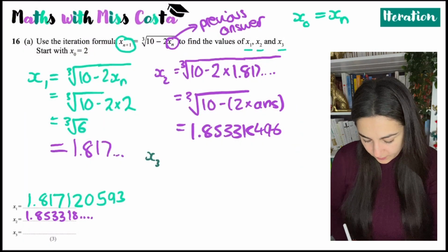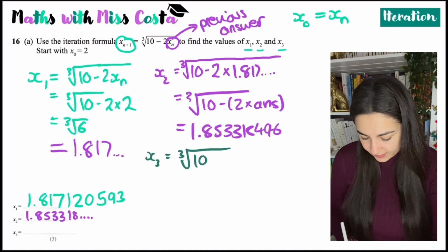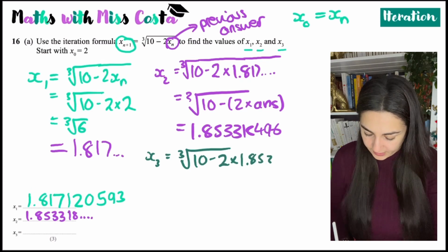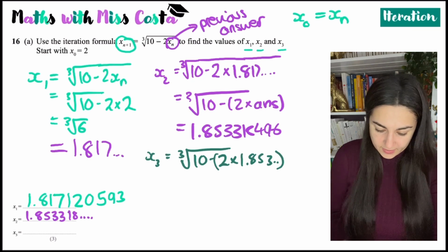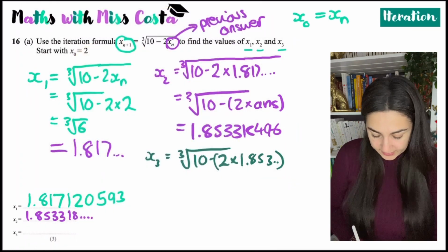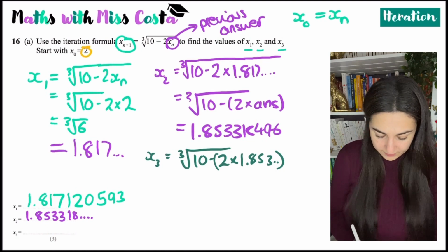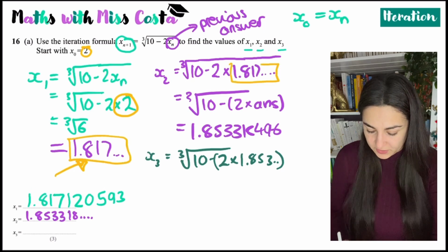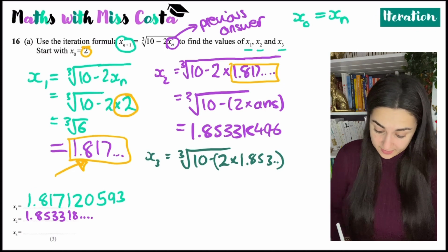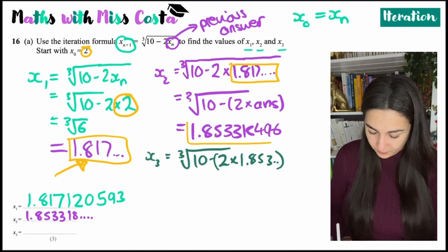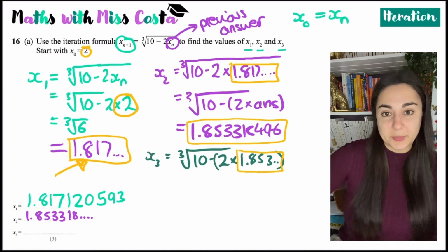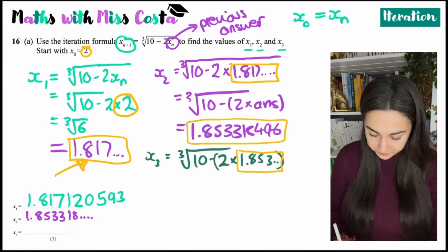So we do the same thing, the cubed root of 10, take away 2 times by 1.853, our previous answer. So let's just use a different colour just to see. So I figured out that the previous term was 2, so I substituted it in here. Then, to improve my answer, I've got 1.817 and I substituted it in to find x2. Then I worked out that the answer is 1.816, so that is what I substituted into here. So each time you're substituting the previous term's answer.